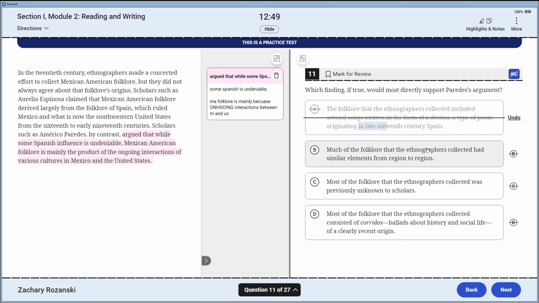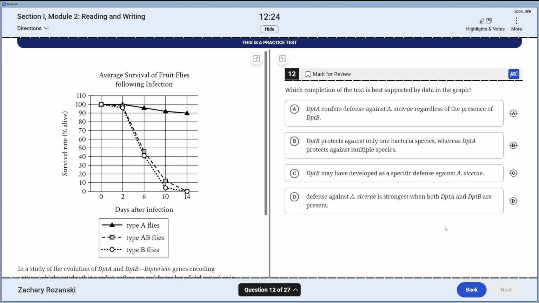Much of the folklore that they collected had similar elements. This shows that it was popular. I don't know if it's ongoing. Maybe. Most of the folklore that they collected was previously unknown. No, I would imagine if it were ongoing, they would know of this folklore. They would be able to find it. Rare, shows that it's farther back than what I think. Most of the folklore that they collected consisted of these things of clearly recent origins. I agree with it, that it's popular. That's all this claim is making. D engages with our time thing.